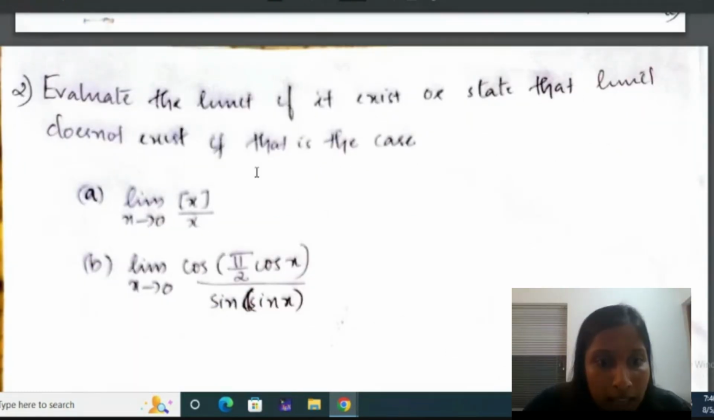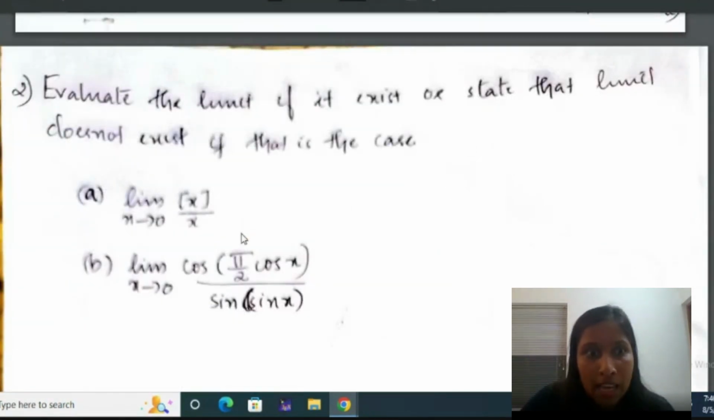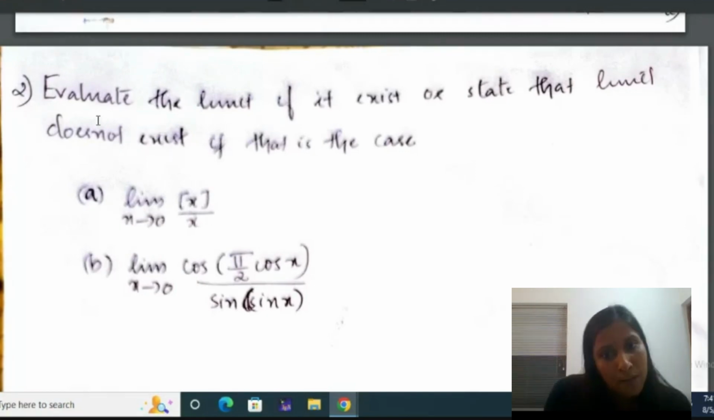So we can move to the next question. I think it's a question from one of the NBHM question papers for MSc or PhD, I don't remember the year. Evaluate the limit if it exists, or state that the limit does not exist. I think the image is visible and clear for you. Limit x tends to 0, greatest integer function of x by x. The first function is the greatest integer function of x all divided by x.